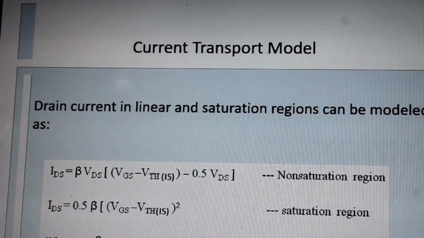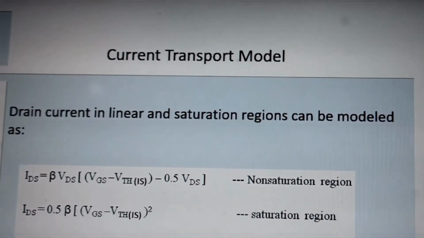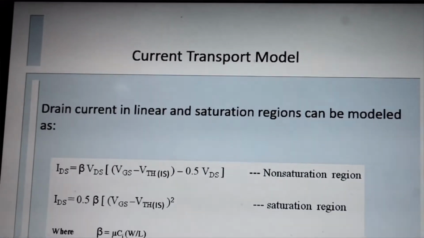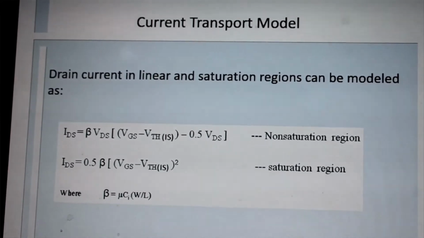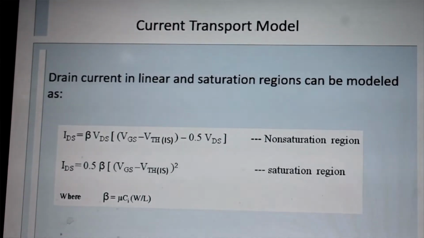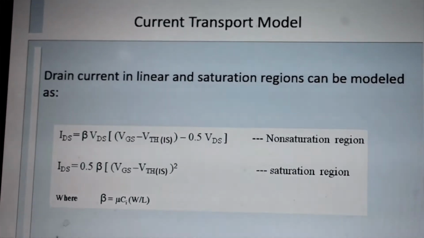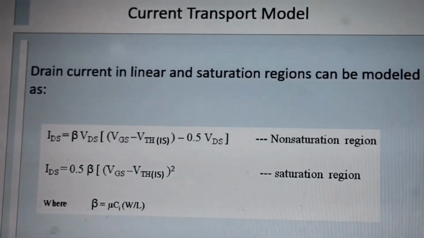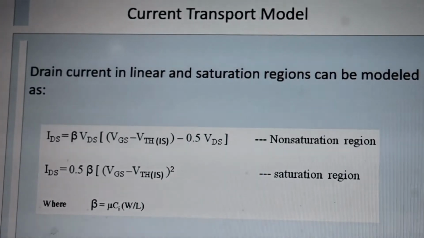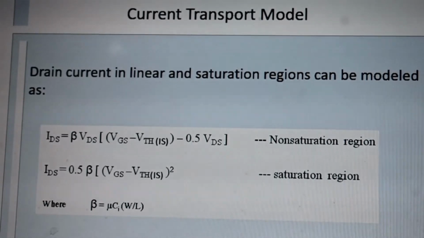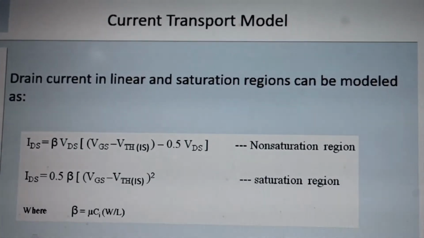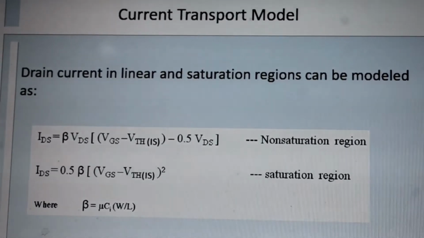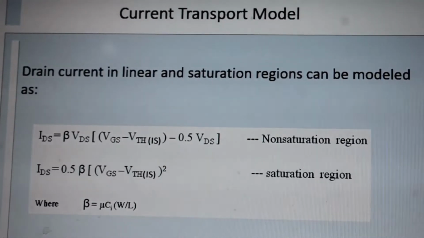Current transport model. It is a very important model, because ultimately in the device, as output, you will get current. Because ISFET is an electronic device, a transistor, the output is generally current. So the drain current in linear and saturation regions can be modeled as this, already discussed.